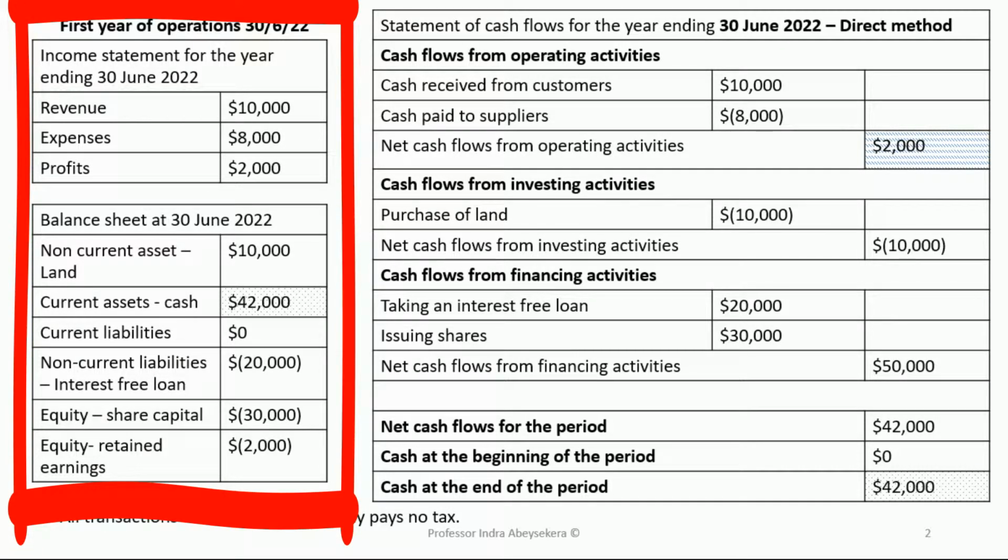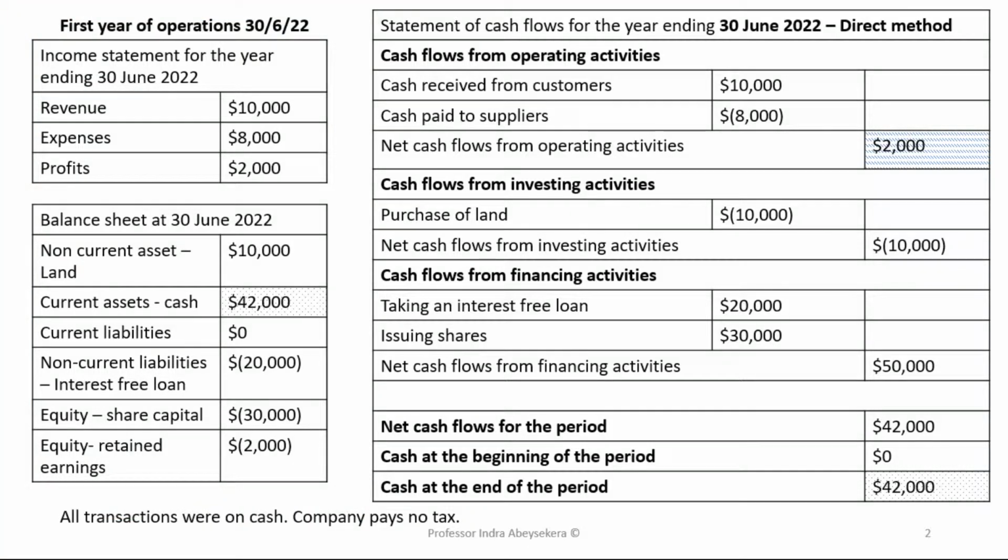So using this information, we'll prepare the statement of cash flows. We require the current year income statement and the current year balance sheet and the previous year balance sheet, but we don't have a previous year balance sheet because this is the first year of operations. And we prepare the statement of cash flows for the year ending 30th of June 2022. There are two methods to prepare cash flows. We start with the direct method and then we look at the indirect method.